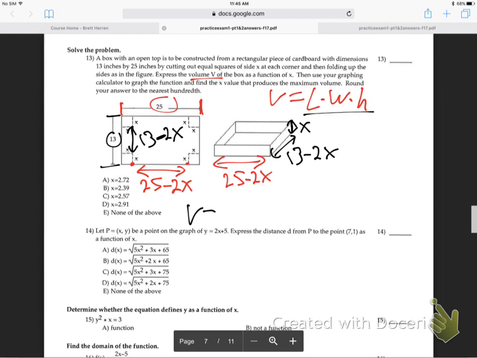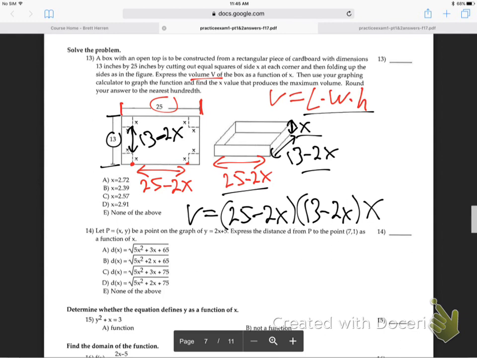So here we go. Volume equals, and it doesn't matter what order you put them in, any order, just boom, boom, boom: 25 minus 2x, 13 minus 2x, x. Now look at what they want, guys. It even says in the words, then use your graphing calculator to graph the function and find the max. So they want me to type this into my graphing calculator, graph it, and find the max.